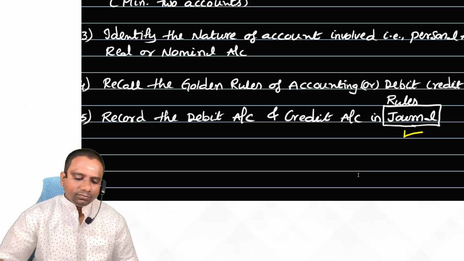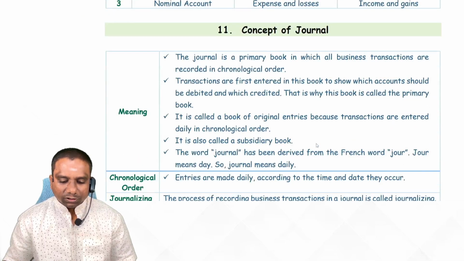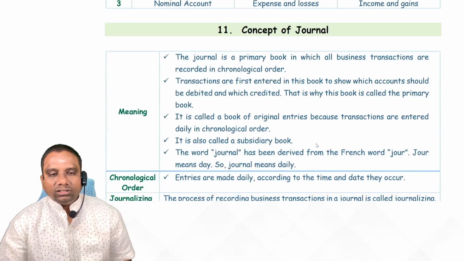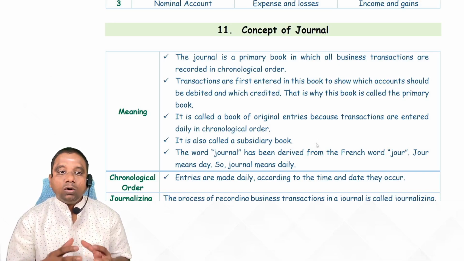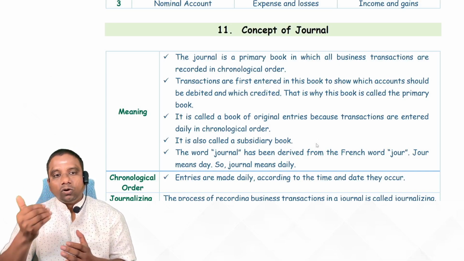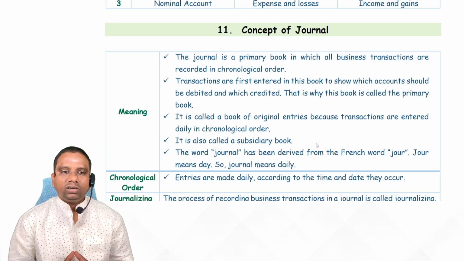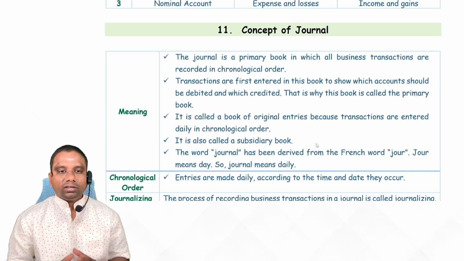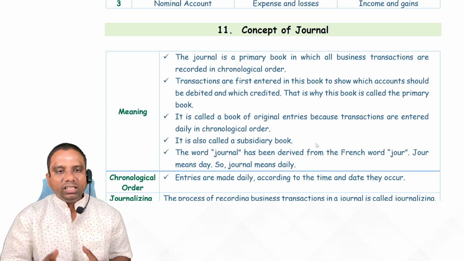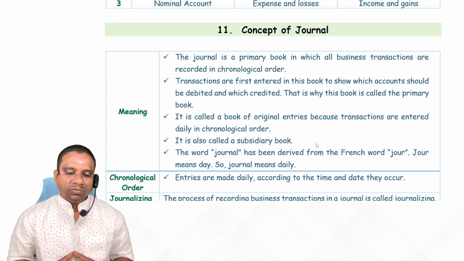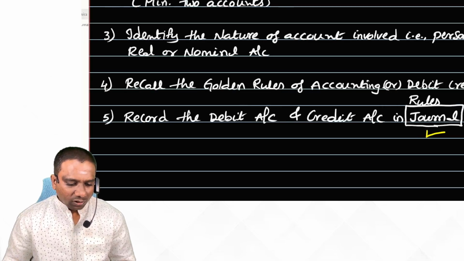Now we start our new concept, that is the journal concept. In this concept, what we learn is how the transaction is recorded in the book, in a systematic order, not as you like or as I like. Everybody should record in the same manner. That's what we learn here. Now, for that I'm taking one example.